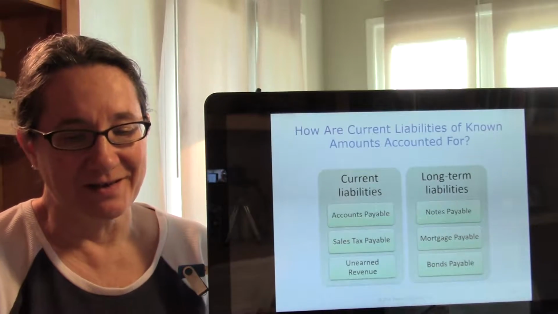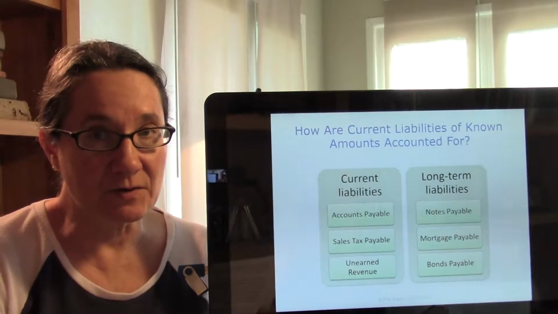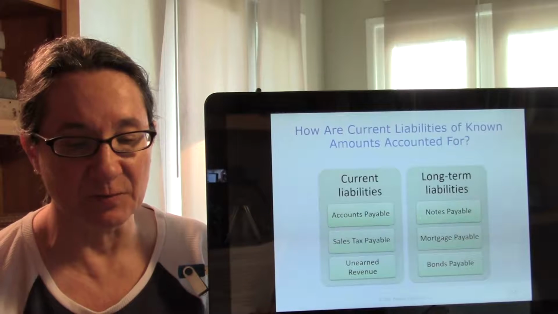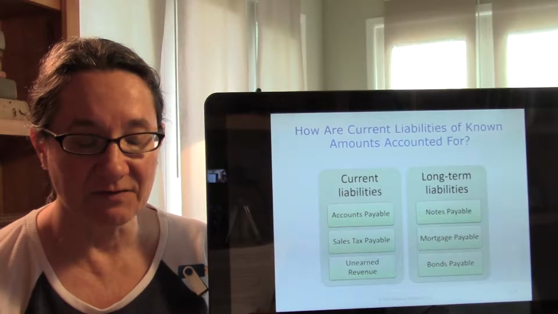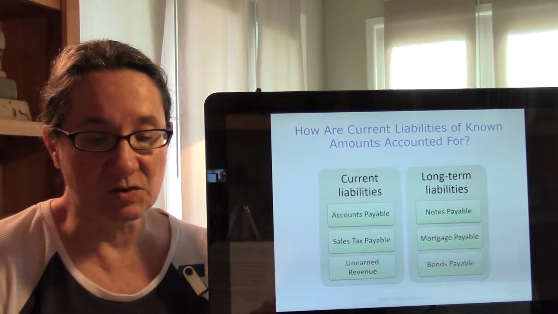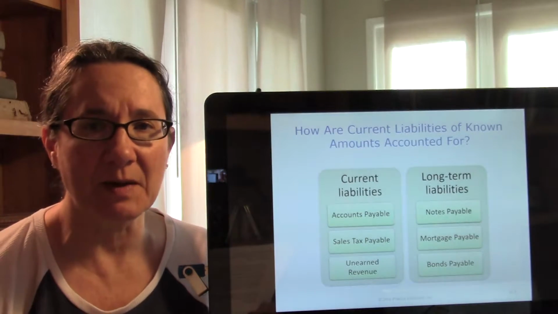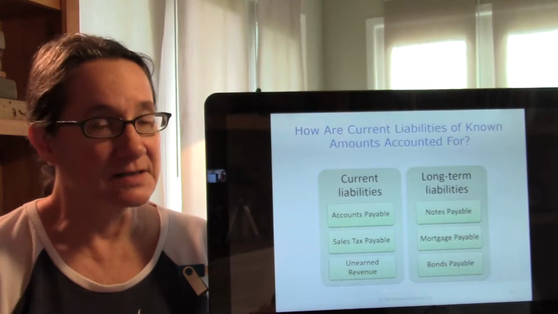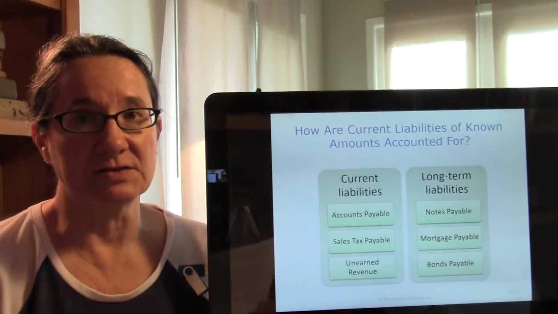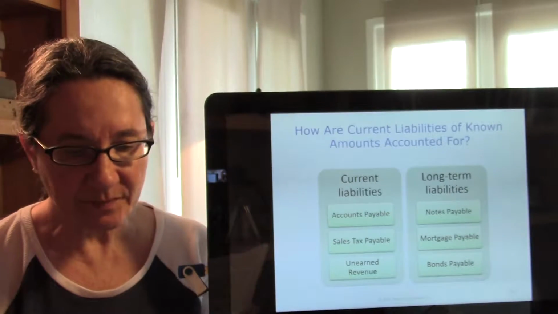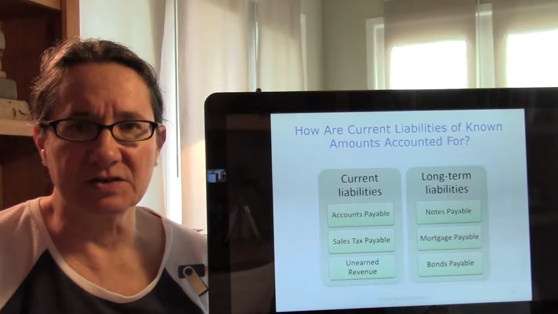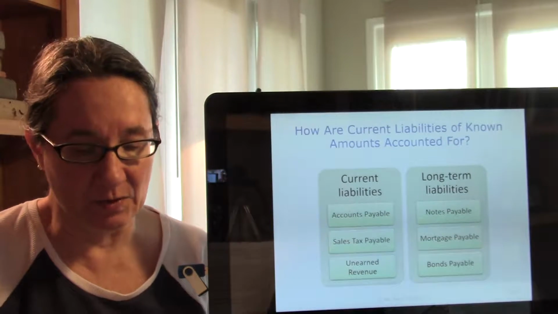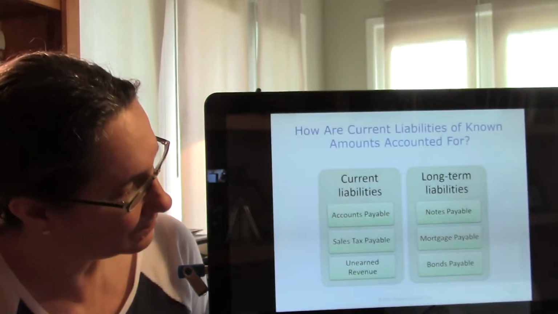Unearned revenues. Unearned revenue is also called deferred revenue. Unearned revenue arises when a business has received cash in advance of providing goods or performing work, and therefore has an obligation to provide goods or services to customers in the future. So I know we've talked about unearned revenue a lot. Somebody pays cash up front for your service. You haven't provided it yet, so you owe them that service. So of course, that's a liability. And they're current liabilities because they're going to do that within a year. Examples of long-term liabilities include notes payable, mortgage payable, and bonds payable.